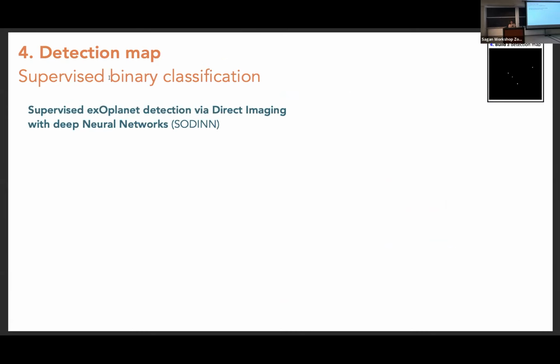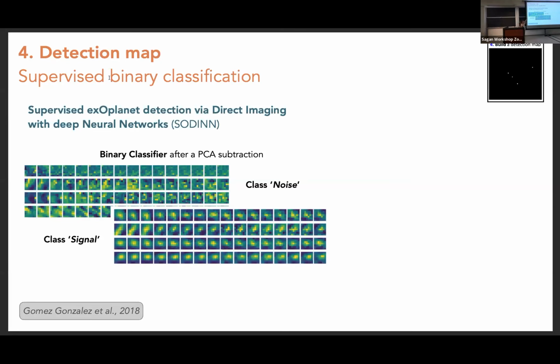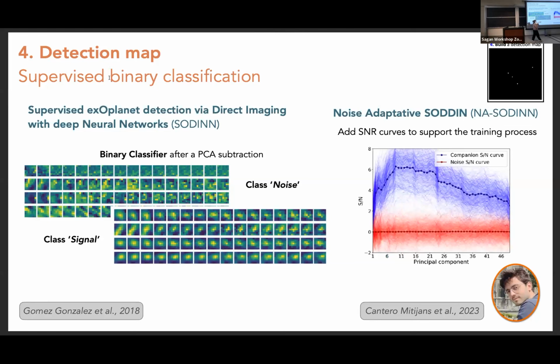Now, fourth step is the detection map. Usually we do it by eye. We just say, oh yeah, it's above the threshold, yeah, we have a planet. But there are some ways, SODINN has been developed to make a binary classifier between we detected something and we did not detect something. It's just using the noise class versus the signal class, within a CNN, convolutional neural network framework. And there's a new one that appeared, an adaptation of that, called noise adaptive SODINN, which uses on top of that the curves, the SNR of each pixel or element of resolution as a function of the principal components that you're using.